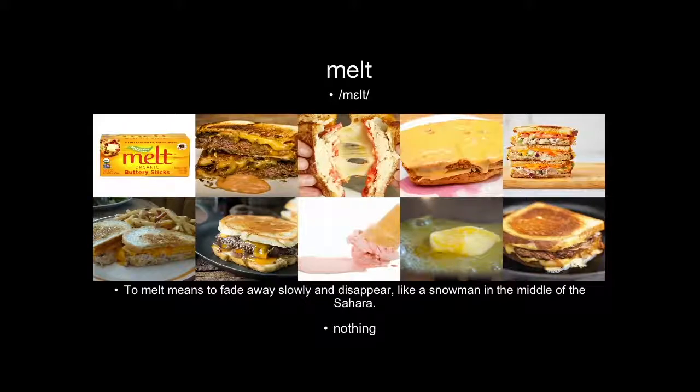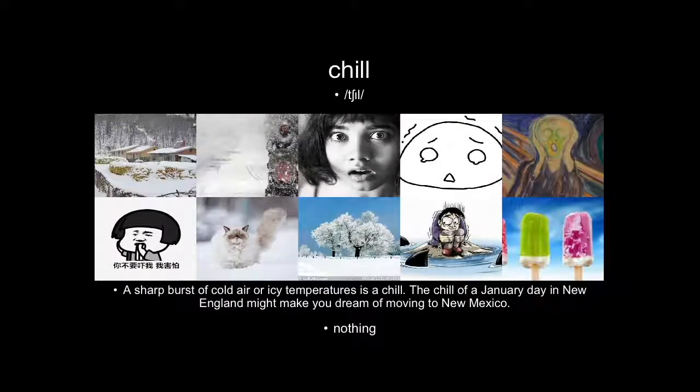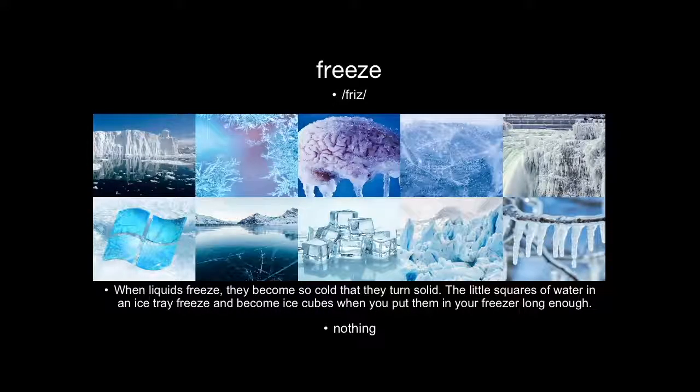Melt. To melt means to fade away slowly and disappear, like a snowman in the middle of the Sahara. Chill. A sharp burst of cold air or icy temperatures is a chill. The chill of a January day in New England might make you dream of moving to New Mexico. Freeze. When liquids freeze, they become so cold that they turn solid. The little squares of water in an ice tray freeze and become ice cubes when you put them in your freezer long enough.